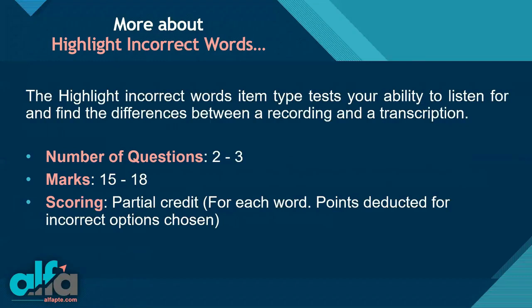You will have partial credit, so you will get a mark for each correctly highlighted word, but remember, points will be deducted for incorrect options chosen, so you do have negative marking. So try not to highlight extra words just in case they might be incorrect, because for every correct word highlighted as incorrect, you get negative marking, so do not do that.